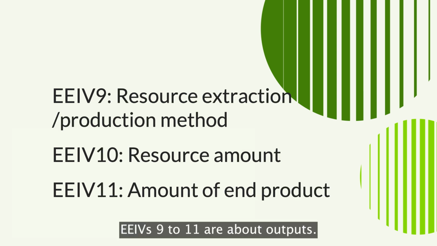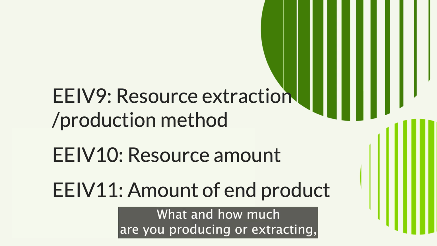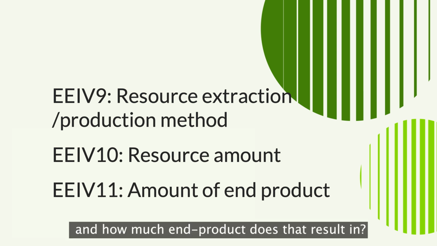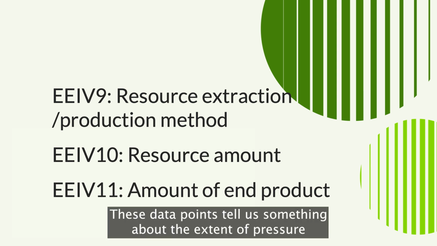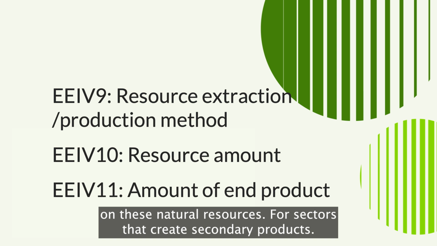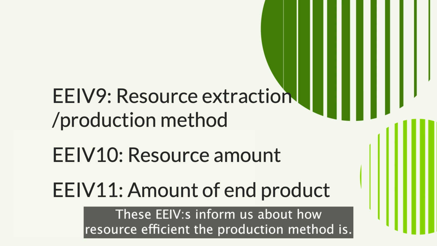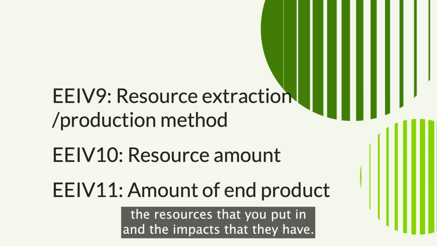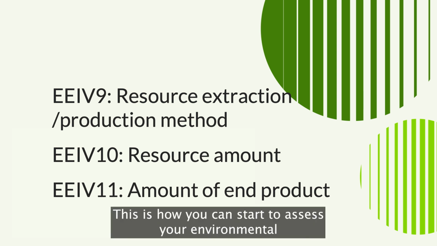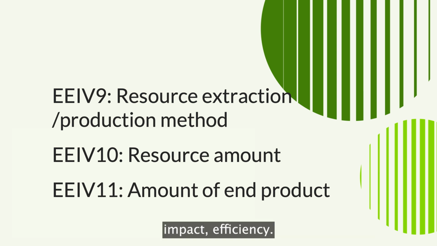EEIVs 9 to 11 are about outputs. What and how much are you producing or extracting? And how much end product does that result in? For sectors that either extract natural resources or grow them, these data points tell us something about the extent of pressure on these natural resources. For sectors that create secondary products, these EEIVs inform us about how resource efficient the production method is. That is, how much end product you get from the resources that you put in and the impacts that they have. This is how you can start to assess your environmental impact efficiency.